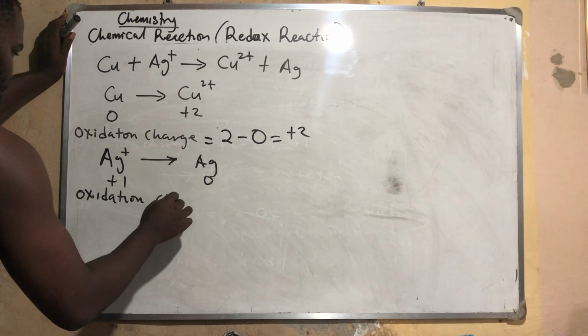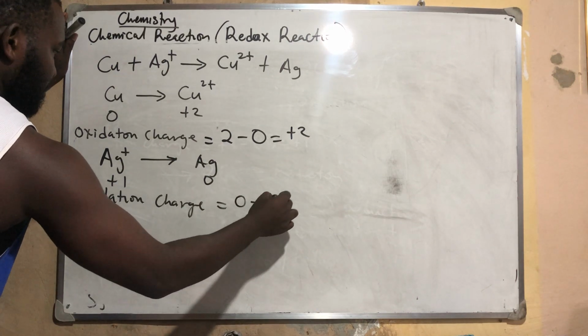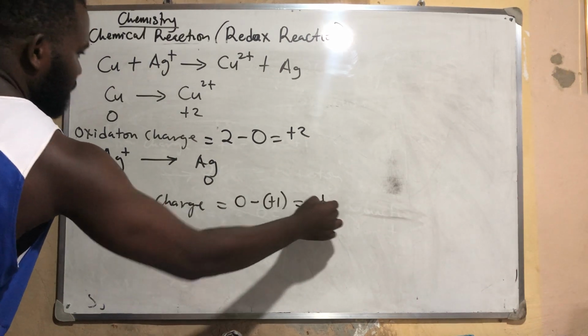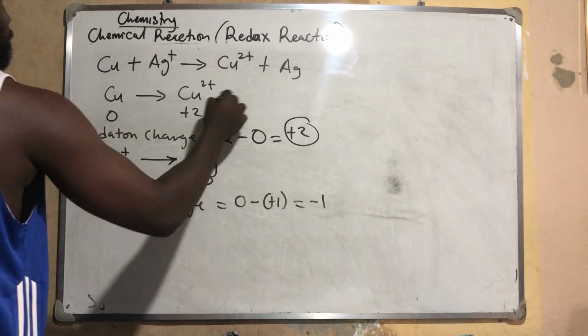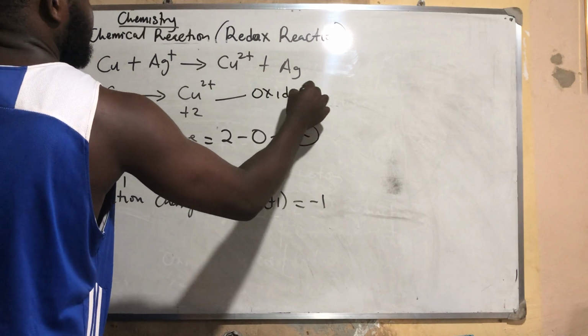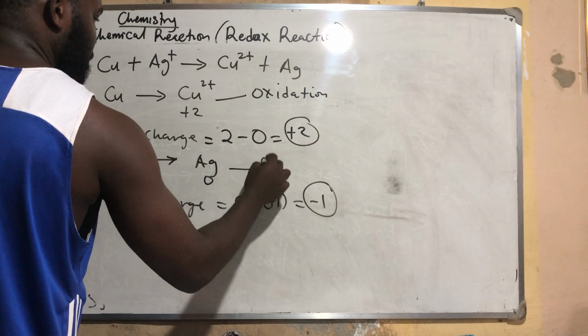Oxidation charge will now be from product 0 minus reactant plus 1, which will give us what? Minus 1. So therefore, positive oxidation charge is oxidation. So this one is oxidation. Negative oxidation charge is reduction. So this one is reduction.